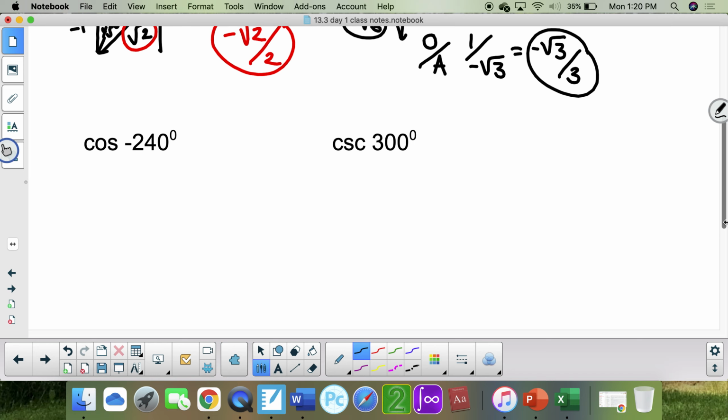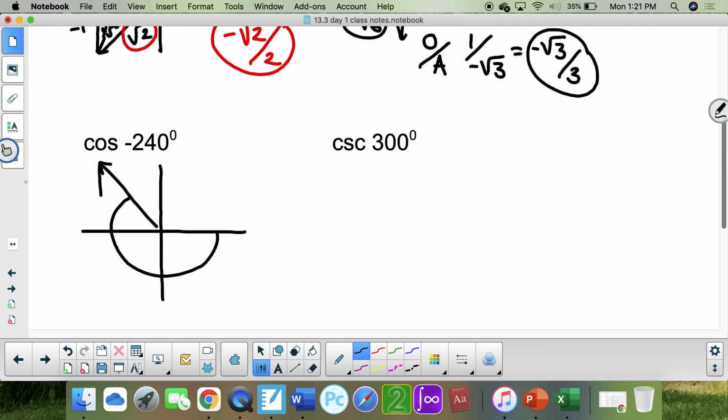Let's do the cosecant of a negative 240. You're going in this direction, a negative 240, and it's about right here. Come down to the x-axis. You went past the 180 marker by 60. Opposite of 60 is root 3. Opposite of 30 is a negative 1. Hypotenuse is 2. Cosine is adjacent over hypotenuse. The adjacent side is a negative 1. The hypotenuse side is 2.